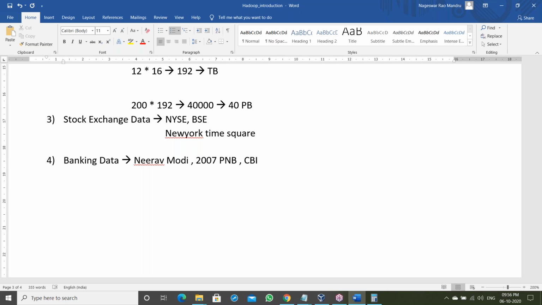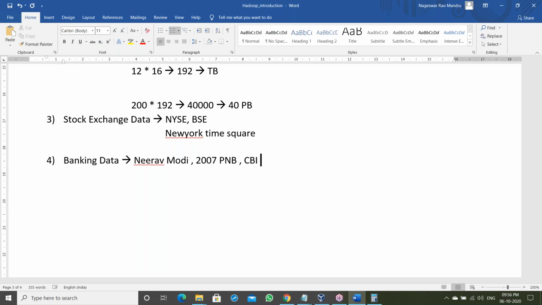All the customers' information, and different types of transactions: savings accounts, current accounts, fixed deposits, insurance, various kinds of housing loans. How much data is generating here? A lot of data every day. They should maintain all of it, so a very big data center is required. That is what big data is.